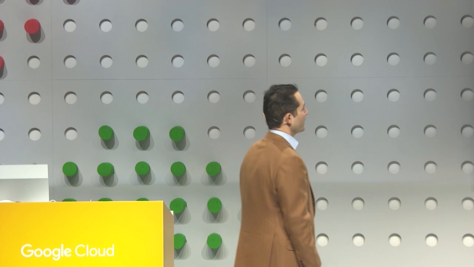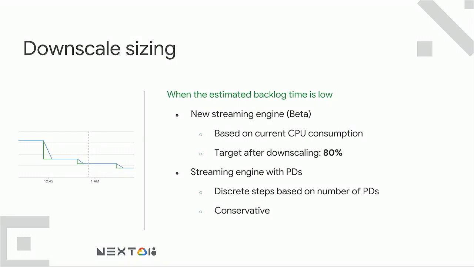So what do we do when the estimated backlog is low? How do we decide that we have too many workers and we can now downscale this job? Well, I'll divide it into the current world and the new streaming engine world, which is actually in beta and can be tried now. The current world takes a new recommendation, but actually has to be very conservative in downscaling.